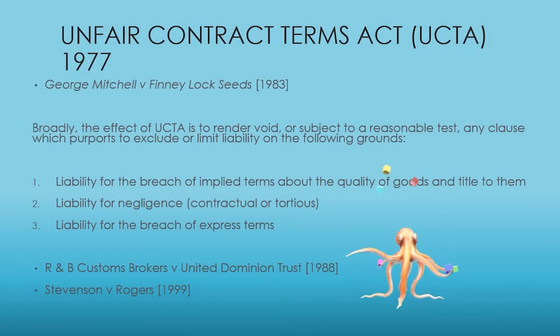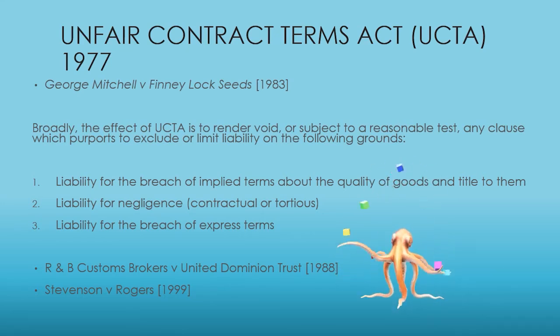The Unfair Contract Terms Act of 1977 followed a series of unsuccessful attempts by judges to develop common law principles which would control what were commonly regarded as unacceptable and harsh exclusion clauses. For a summary of the development of rules about these clauses, see Lord Denning's judgment in George Mitchell v. Finney Lock Seeds from 1983. Note that UCTA, as the Unfair Contract Terms Act is known, does not lay down in general terms what is fair and unfair in contracts. The Act generally applies only to the exclusion or limitation of business liabilities that arise in the course of business.